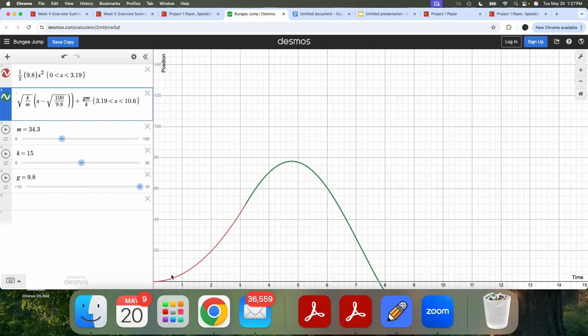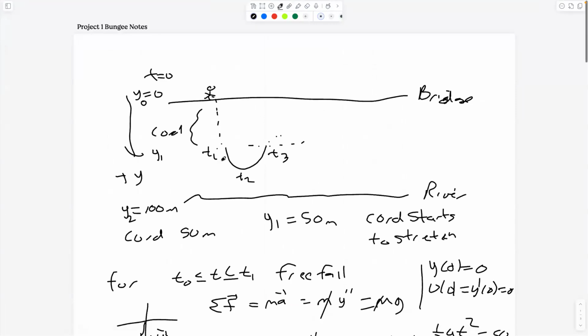So remember, our graph is upside down. Up is positive. Here's the bridge, and the river is right here at 100. This is at 50. That's when we're falling. This is all free fall, and now the cord starts to stretch, but we should stop this right here because once the cord is stretched, you reach the bottom, you come back up. Once you're back up in this section again, you're in free fall again.